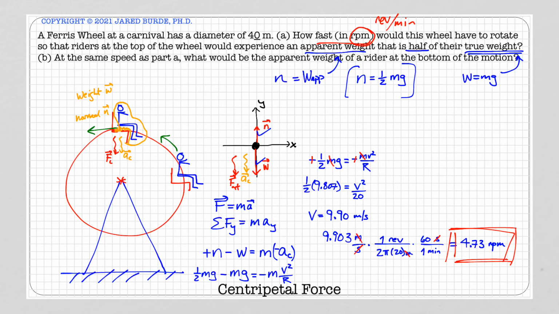The second part of the question asks, at the same speed as part A, what would be the apparent weight at the bottom of the motion? So at the bottom of the motion, the chair would be here. The person would be sitting in the chair there. Their velocity in this case we just found would be 9.90 meters per second. And if they're going around a circular path, we know by virtue of going around a circular path, you must have a centripetal acceleration. You must have a centripetal force, a net force causing that centripetal acceleration, and those have to point towards the center of the circle. That has to be the case by virtue of being on a circular path.